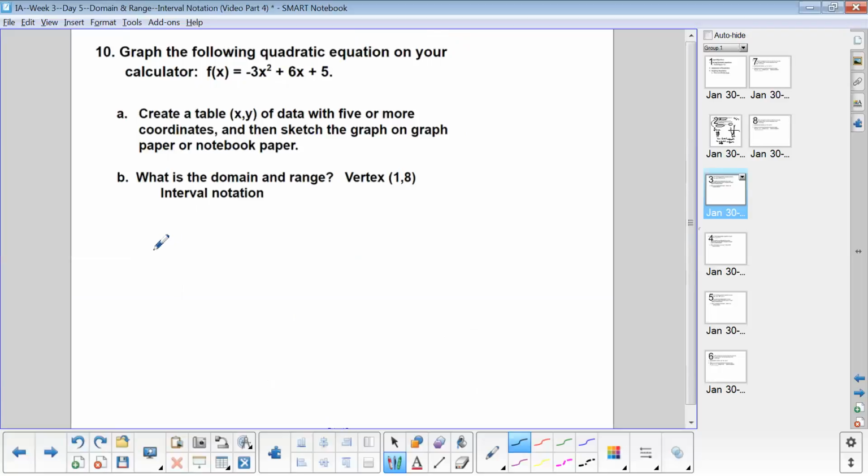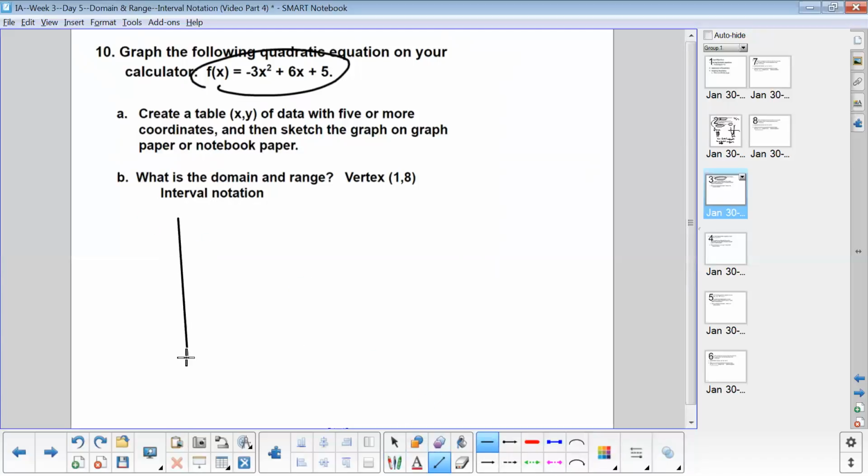So we type a new equation into your y equals, so -3x squared plus 6x plus 5. And you go to your table, and we would see, I'd like to create a t-table here.